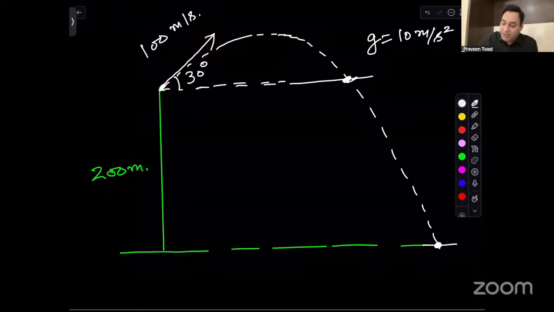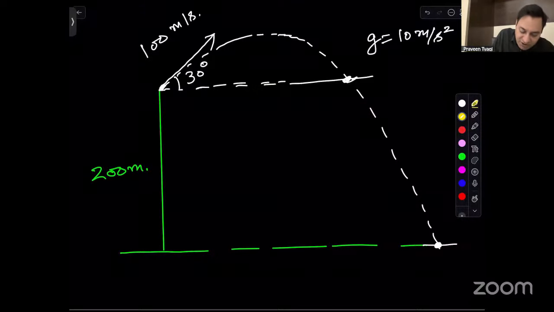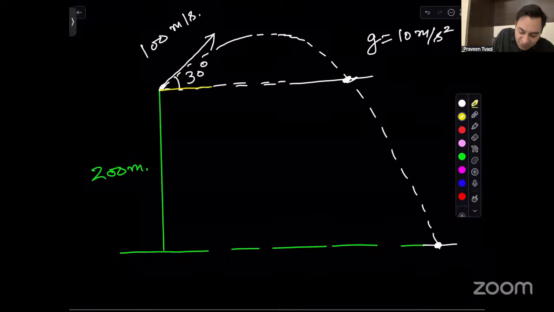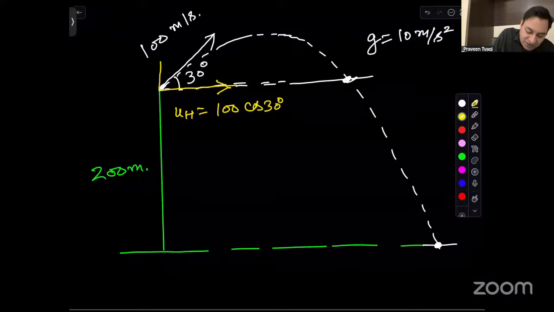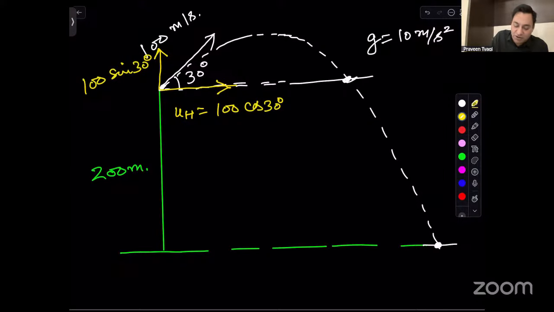You will not be directly using any formula. You will use the original approach. Now just see this. It's a simple question. If you are using the right approach, 100 cos 30 will be the initial horizontal velocity, and the initial vertical velocity will be upwards, which will be 100 sin 30. You resolve the velocity into vertical and horizontal directions.